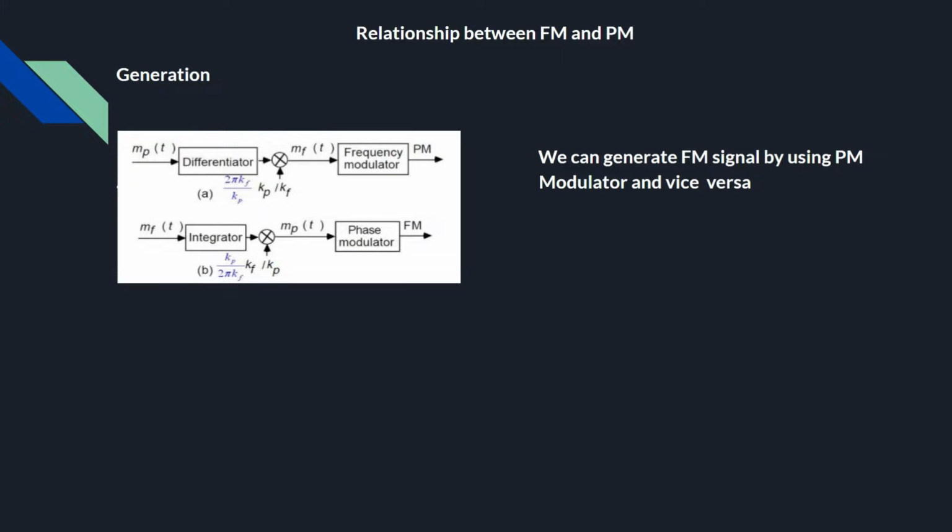What is the relationship between FM and PM? The relationship is in generation. We can generate an FM signal by using a PM modulator, and we can generate a PM signal using an FM modulator.